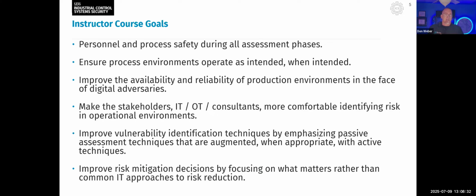Okay. Ensuring process environments operate as intended when intended. That is the goal of doing risk management within these environments, so that we are protecting the process, so that the equipment, whether it's communications or the actual devices themselves, can operate and function the way we intended at the moment we intended. Okay. So we want to improve availability and reliability. We want the students to understand that this is the approach, this is what they're defending when they go in to evaluate the risk within those environments.